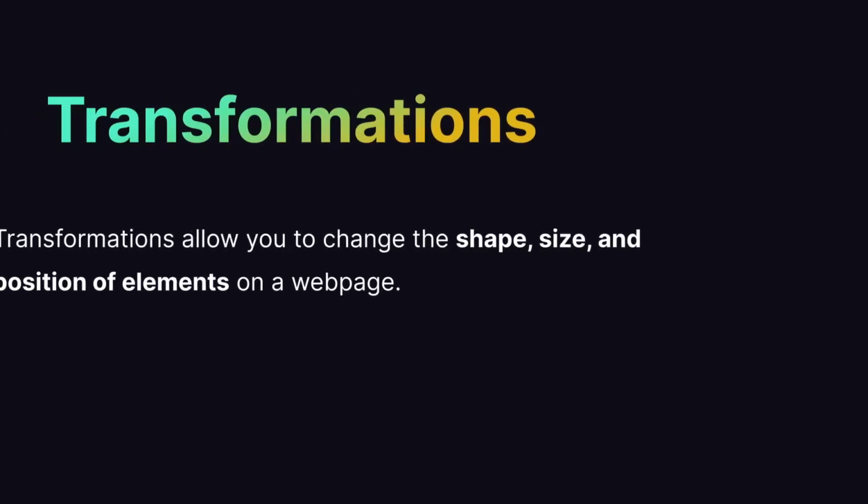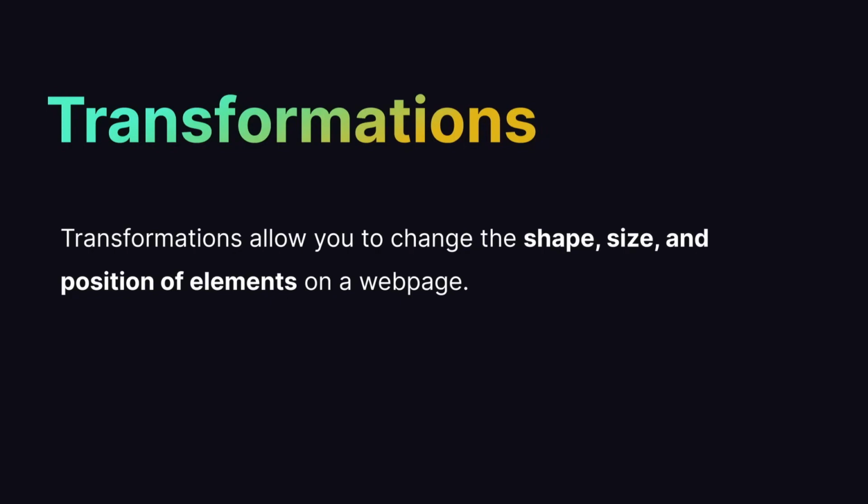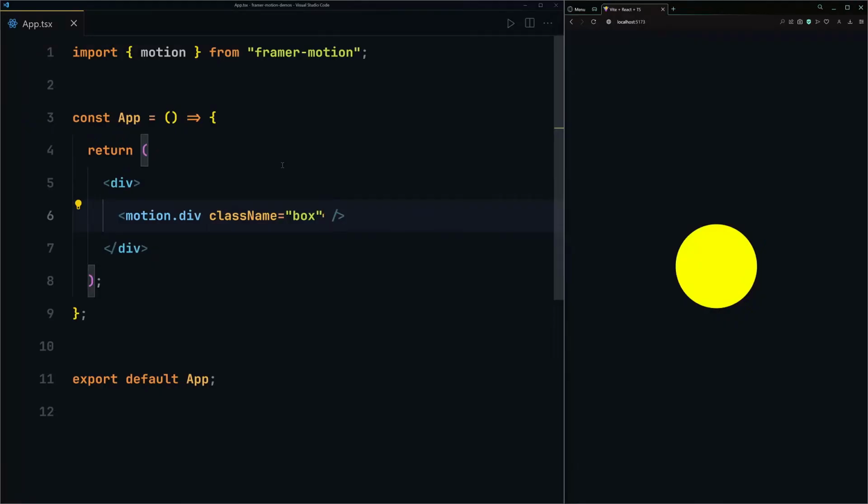And now we are going to be covering the first part of our animation, which is called the transformations. So transformations allow you to change the shape, size, and position of the element on the web page. I know that was a lot of theory, but now let's get into the code, and then you will get to know what I'm talking about. Okay, so let's talk about the transformation. And I know there was a lot of theory, so now let's just implement all of that theory in action.